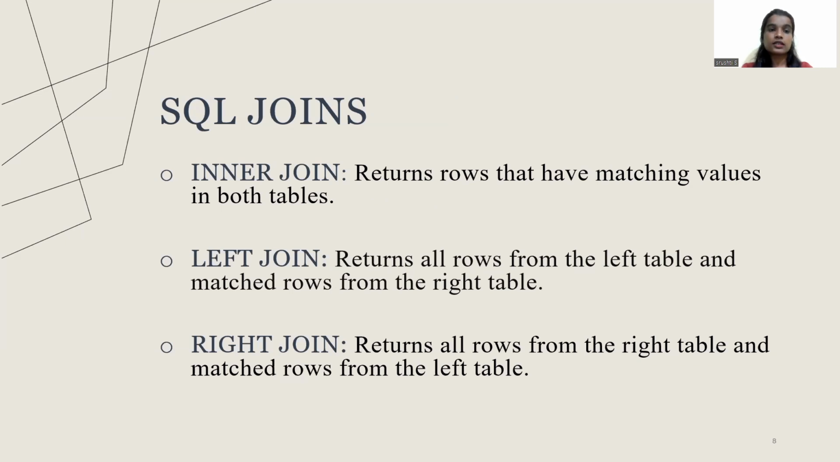Three SQL joins, namely inner join, left join, and right join. Inner join returns the rows that have matching values in both tables. Left join returns all the rows from the left table and matched rows from the right table. And the right join returns the rows from the right table and matched rows from the left table.